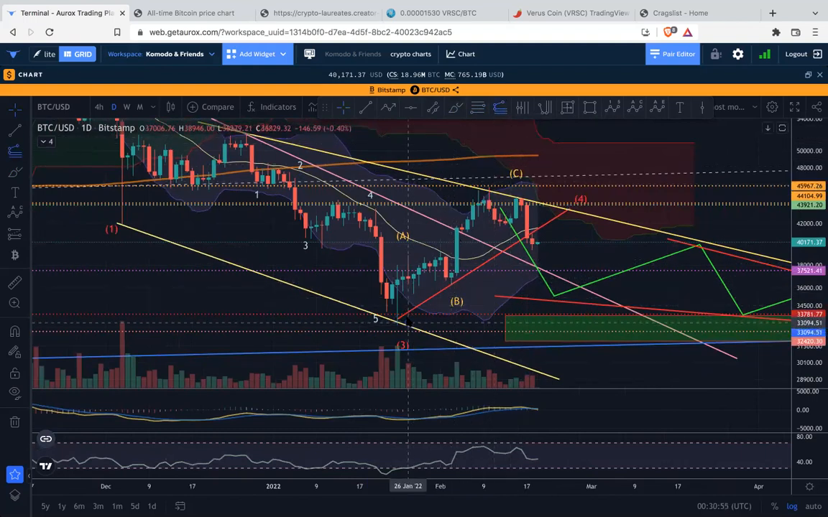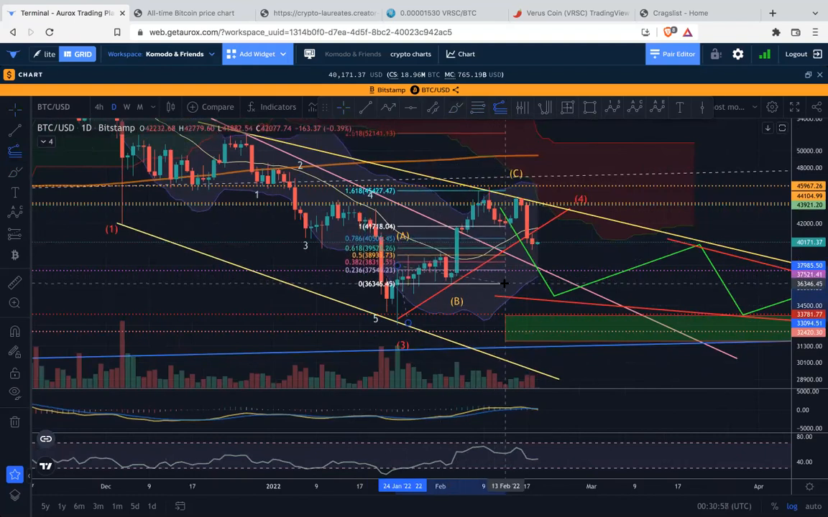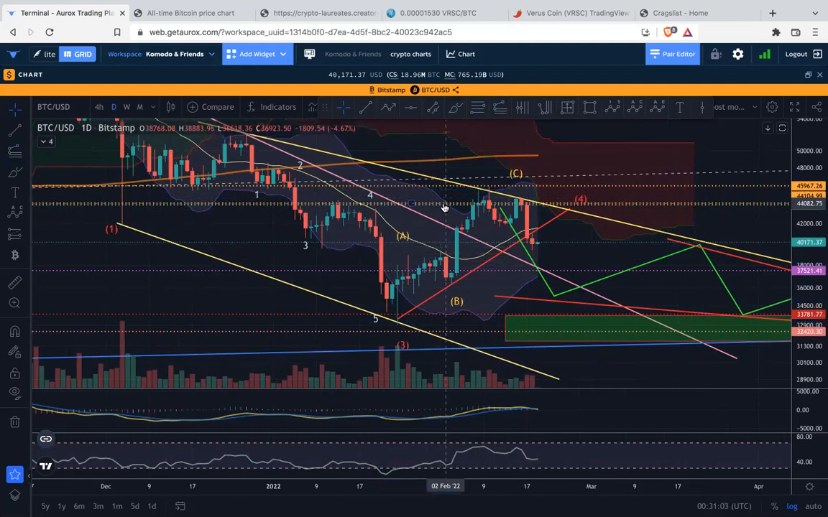Now, what was the relationship between the A and the C from that B? And we see, wow, a nice 161.8. So it was a strong zigzag. But in fact, turned out to be a zigzag.